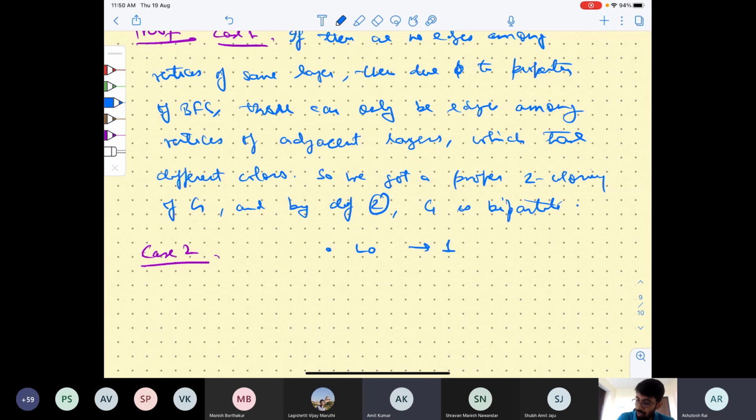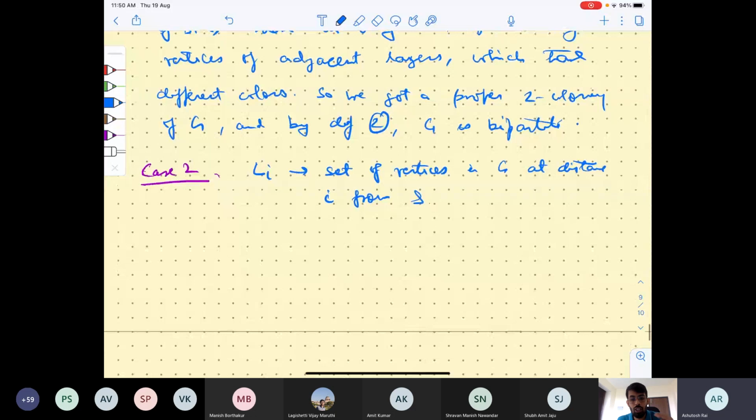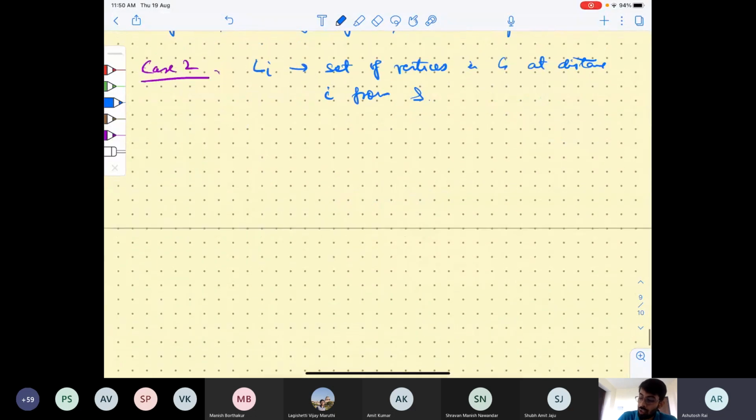Exactly. So what we had seen, a lemma when we were doing BFS, is that the layer Li is the set of vertices in G at distance i from S. This can be shown by induction. I might have given it as an exercise. So for all the vertices in Li, what is the distance from S? It is i.